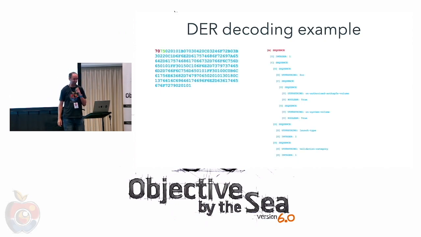So first we have a 70, which is an application sequence. There are some flags as well. So anyhow, it's a sequence. 75, it's the size of the following part. And then we have the data. So it's all color-coded. And then we go one step inside. Then we have 02, which is the type integer. Then we have 1 for length, and again 1 for value.